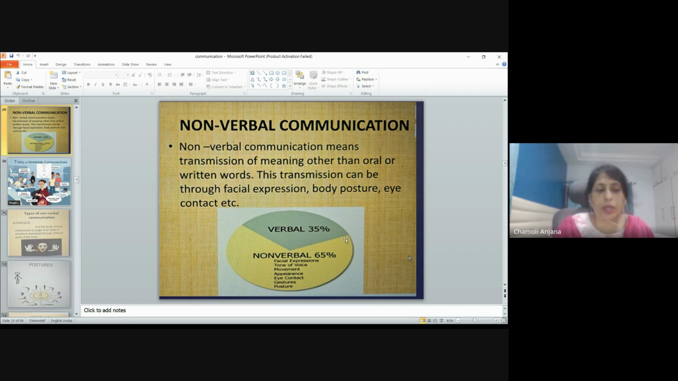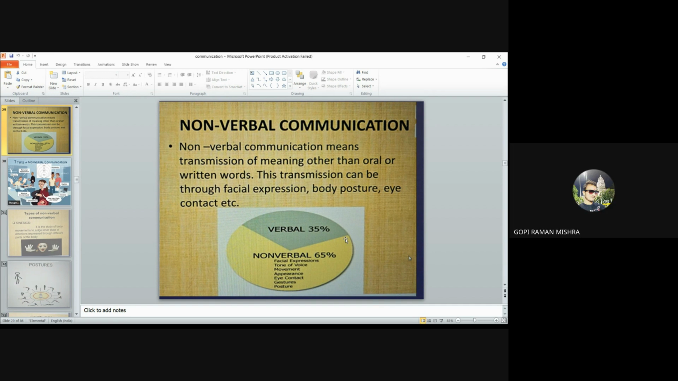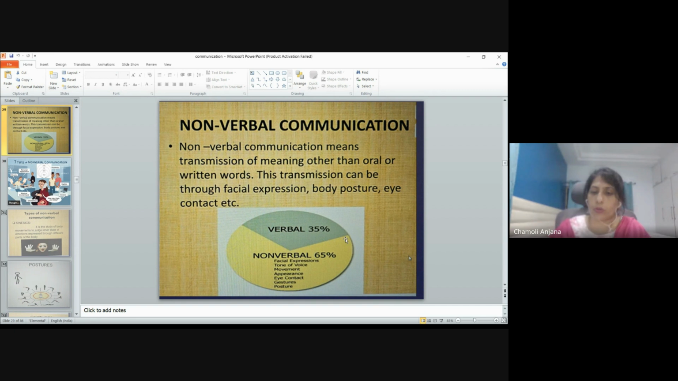Coming to non-verbal communication, non-verbal communication is. Are you able to see this slide? Non-verbal communication. Yes, ma'am. Yeah. So then I'm not going with the presentation mode, because through presentation mode, the slide changes are not visible to you.